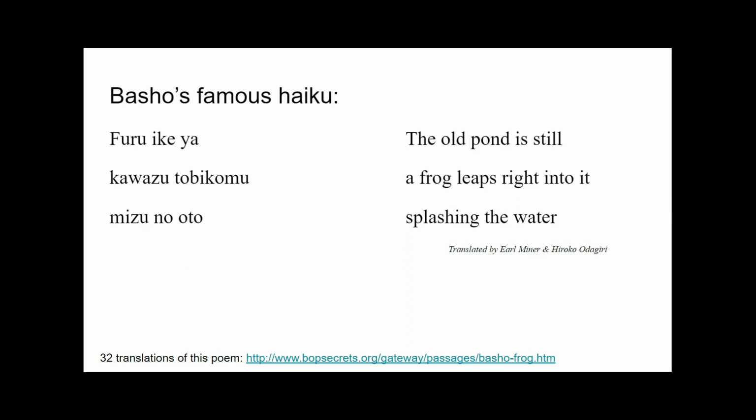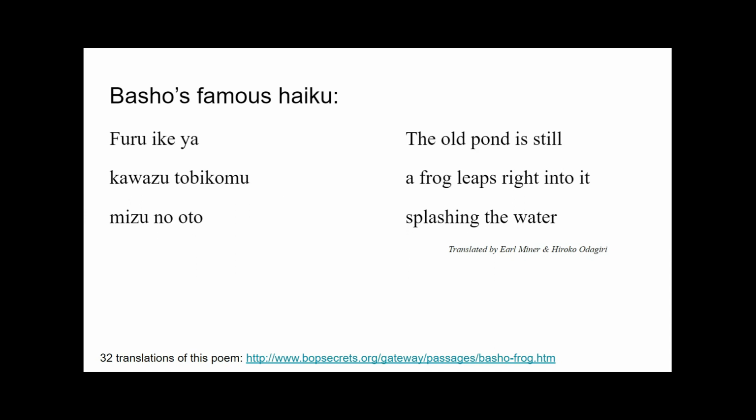Basho is a really famous Japanese haiku writer. So on the left-hand side, we have the Japanese, and I don't speak that well, so I'm not going to read it to you. But on the right-hand side, we have one of the many, many translations of this poem. This is probably one of the most famous haikus written. It says, "The old pond is still. A frog leaps right into it, splashing the water."